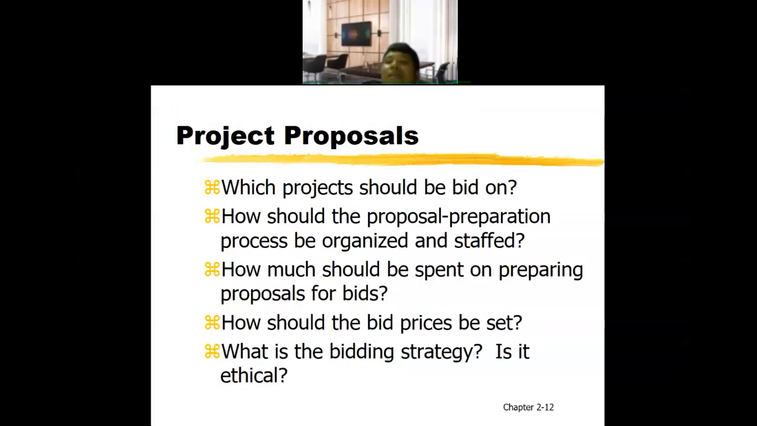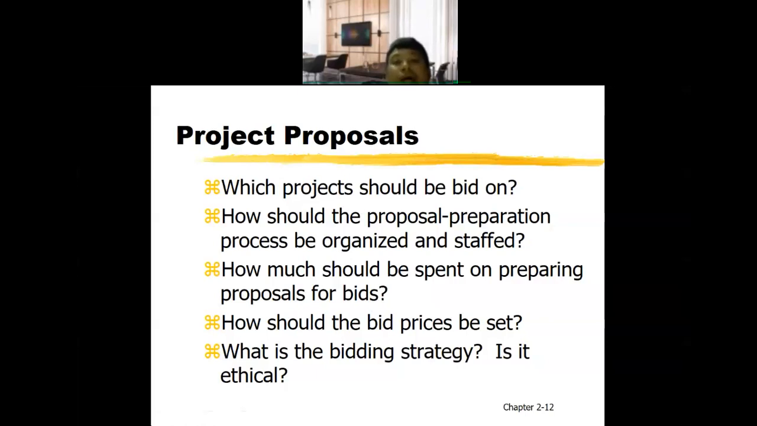So what is a project proposal? This is your assignment. Which project should be bid on? You need to make a question like this: which project should be bid on? How should the proposal preparation process be organized and staffed? How much should be spent on preparing proposals for bids? How should the bid prices be set? What is the bidding strategy? Is it ethical?